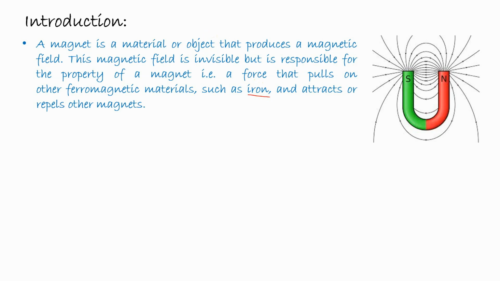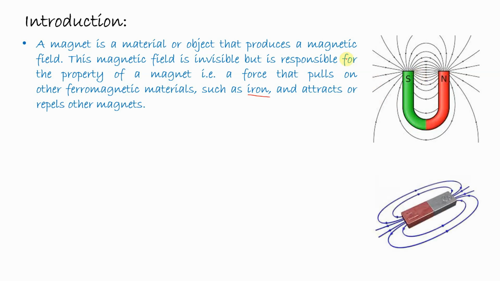Here it is shown a magnet where S and N are the poles of the magnet, and we know that the magnetic field is basically developed between the poles of the magnet. This is another example of a magnet. It is considered a bar magnet.